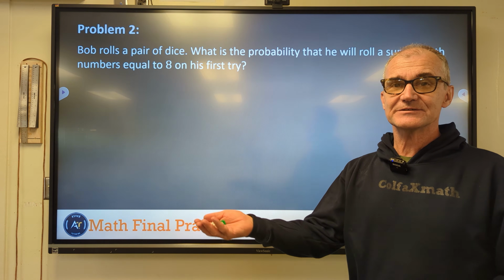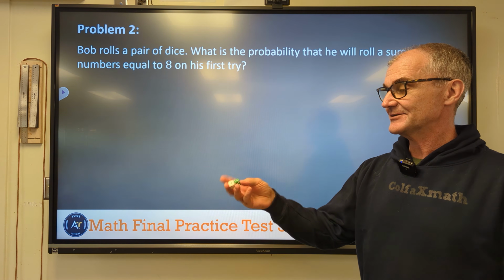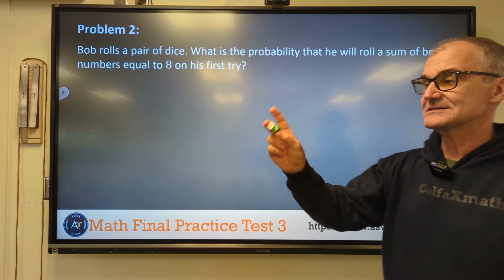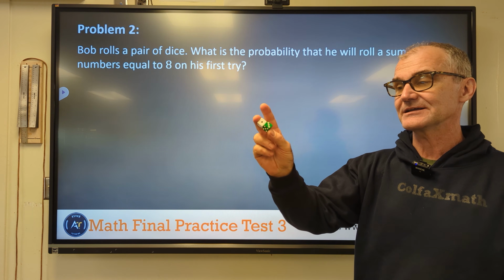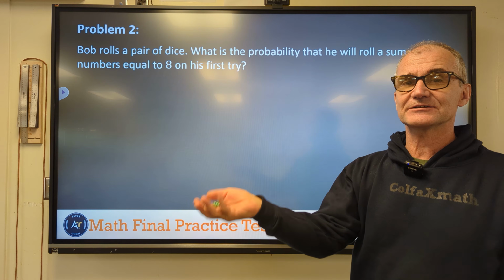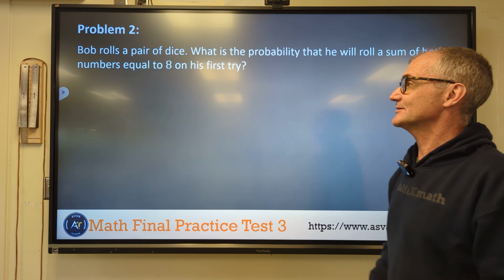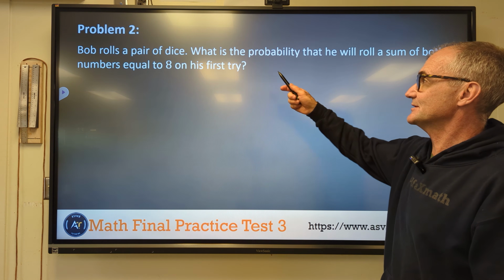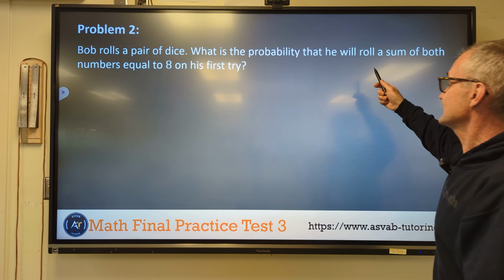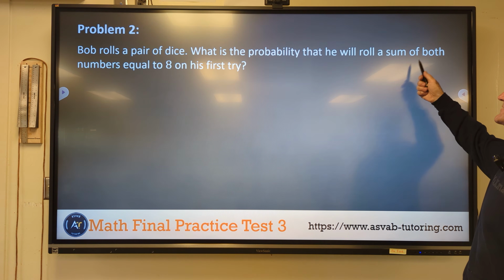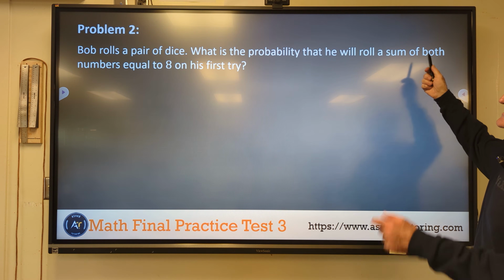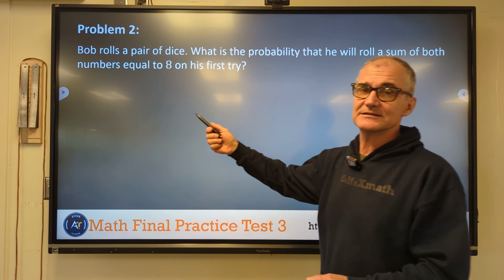Okay, problem number 2 is a set of dice. Bob rolls a pair of dice. It's usually these two dice right here. It's nice if they're a different color to give you an idea of what the outcomes are going to be. Bob rolls a pair of dice. What's the probability that the two that show up sum to the number 8?